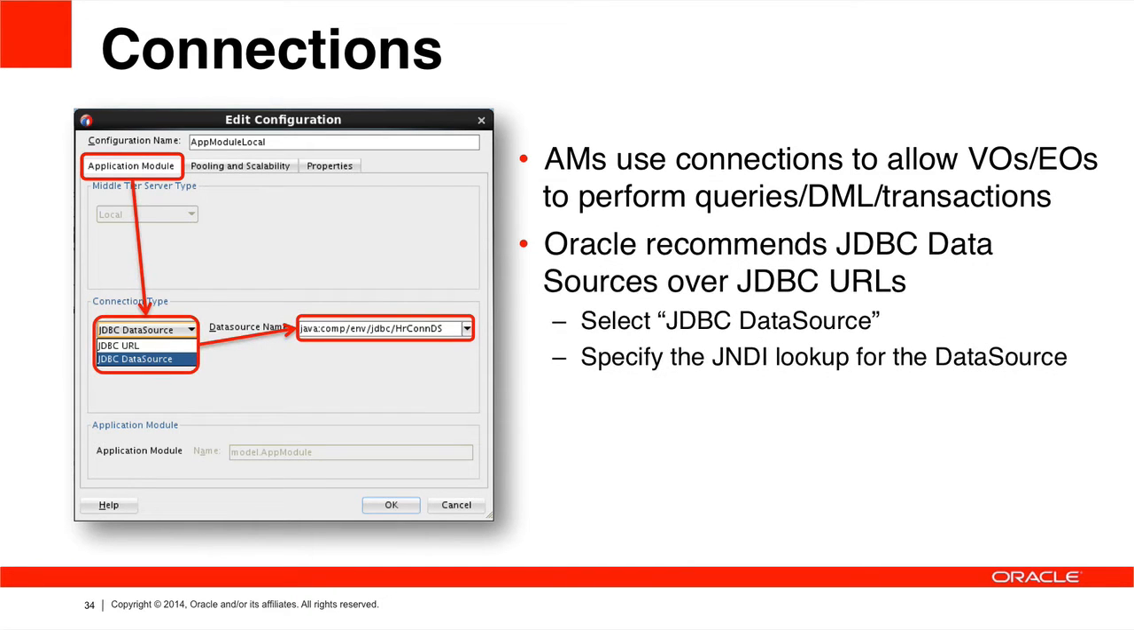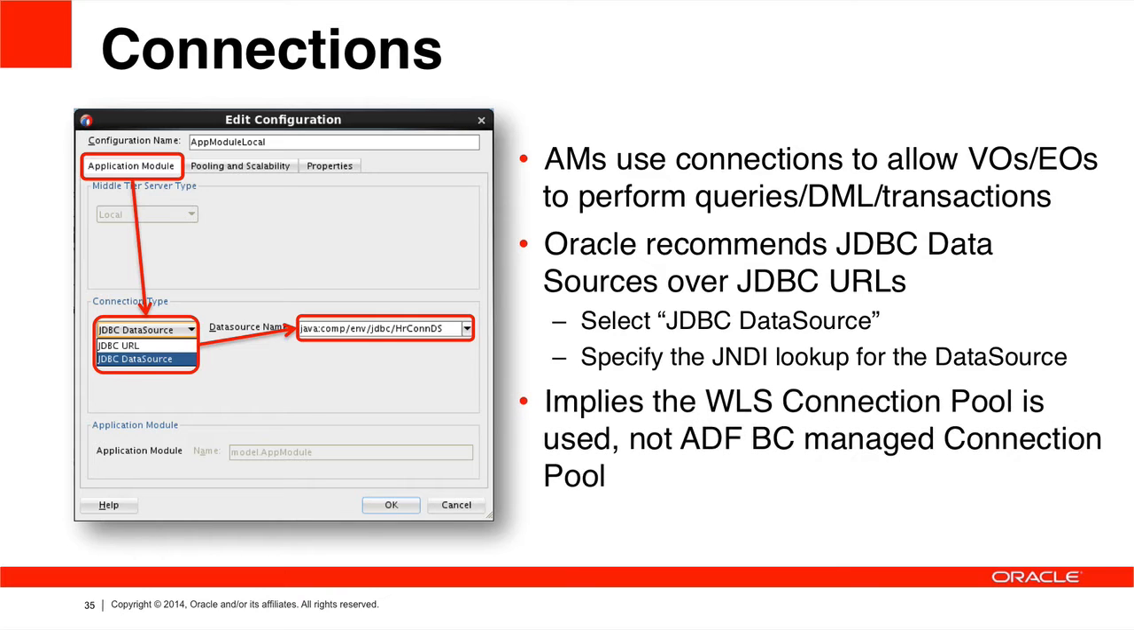Oracle recommends the JDBC data source over the JDBC URL, and what this essentially means is when the application is deployed to the WebLogic server, a WebLogic server database connection pool will be used over an ADF maintained connection pool at runtime. Now let's be clear here. We're talking about a connection pool, not the application module pool.